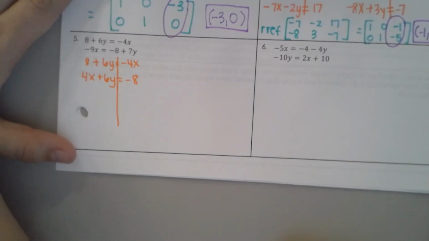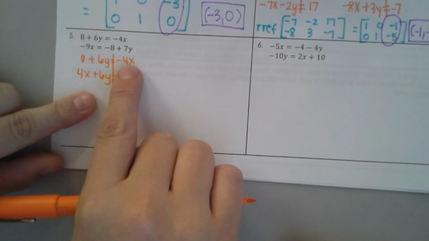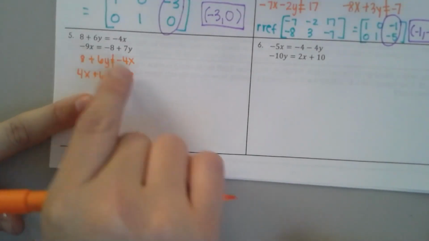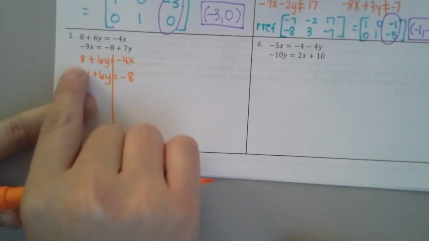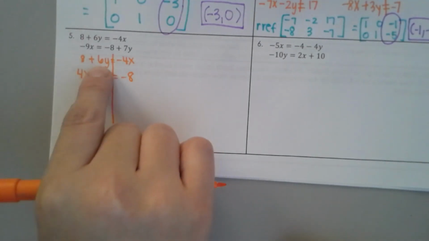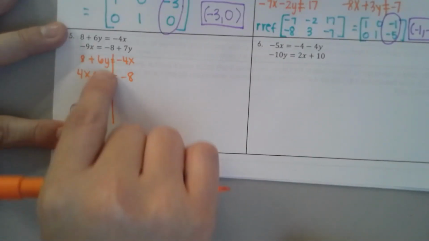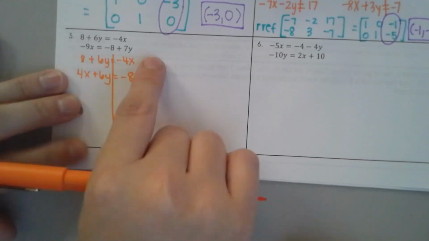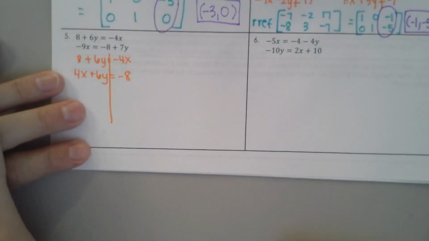So it's 4x plus 6y equals -8. The x needed to come over here on the other side because the x is always listed first. So it went from a -4x, it became a positive 4x. The 6y was already on this side, so I just brought it down. The 8 needed to jump across.